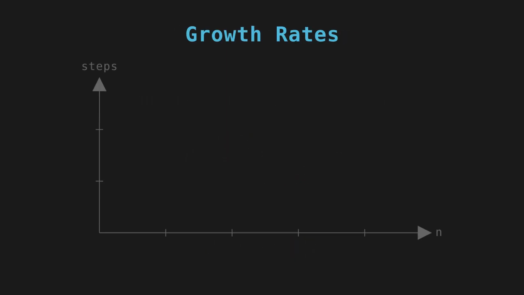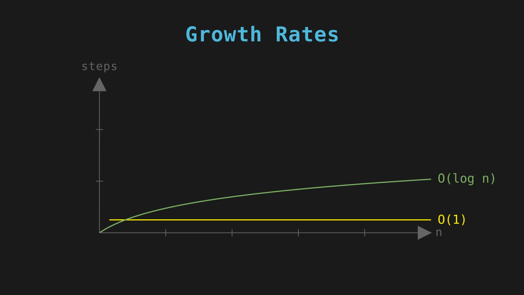Let me show you how different growth rates compare. O of 1, totally flat. Doesn't grow at all, no matter how big n gets. O of log n. It grows, but so slowly you barely notice. Doubling the input size only adds a constant. O of n, a straight line, proportional to the input. 10 times the data, 10 times the work.